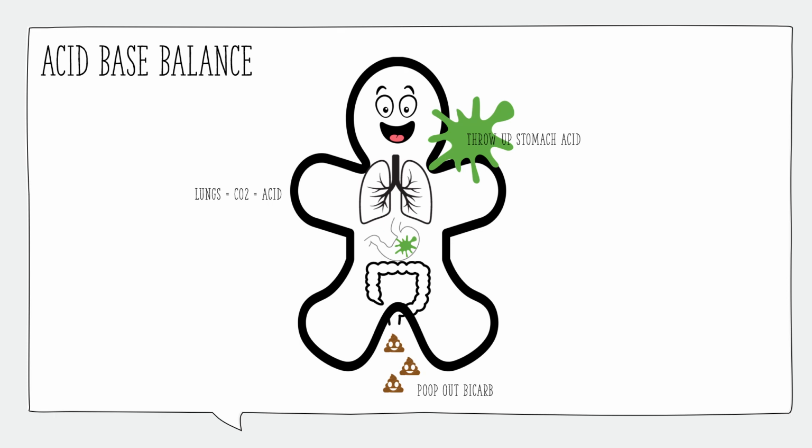A lot of it lives in your stomach, if you think about stomach acid, right? So we throw up our stomach acid. Bicarbonate lives in our kidneys and our colon. So we poop out our bicarb, which is going to make more sense when we start talking about metabolic abnormalities, okay? So you throw up your stomach acid, you poop out your bicarbonate, and your lungs contribute an acid. So just remember this little gingerbread man when we move forward and we look at the imbalances.